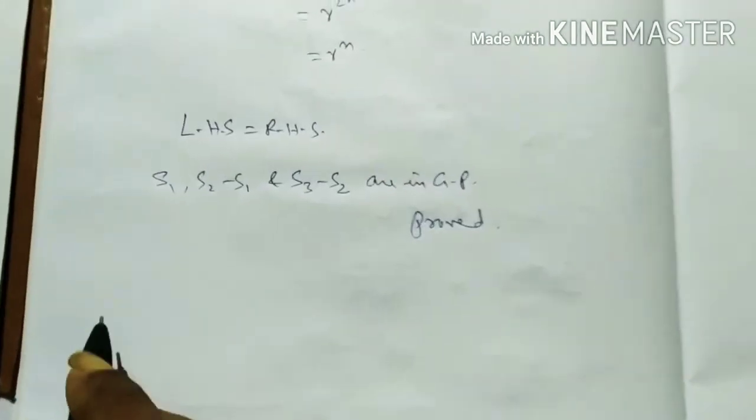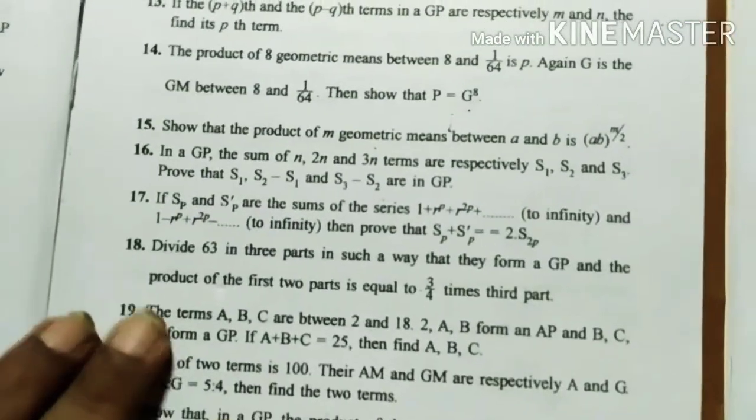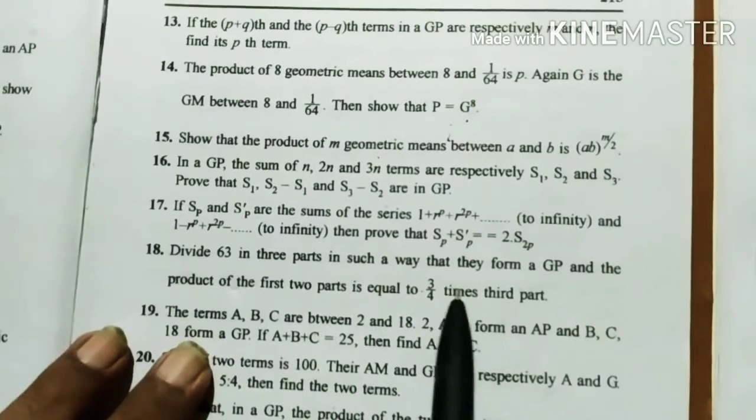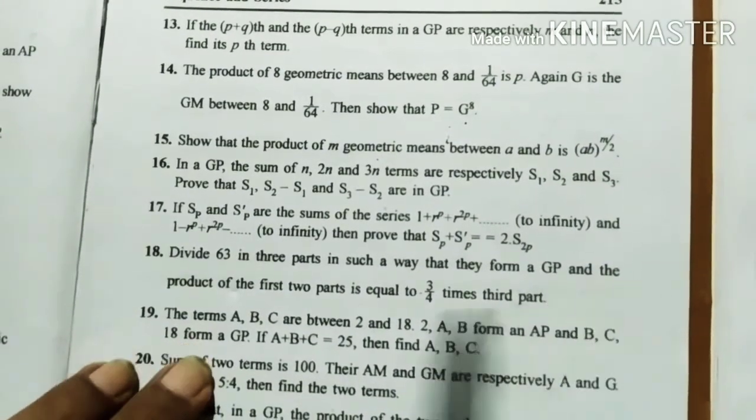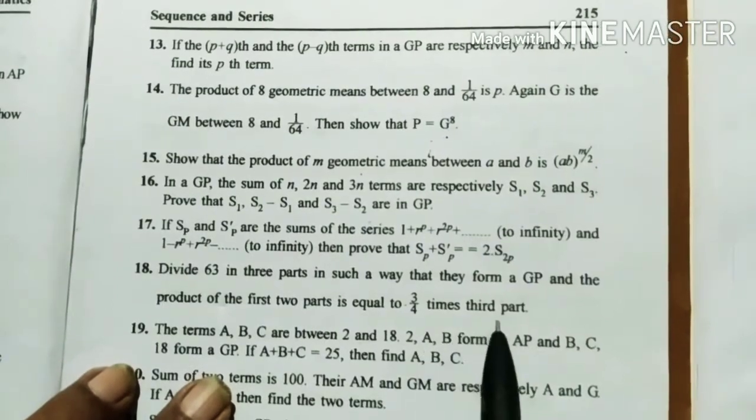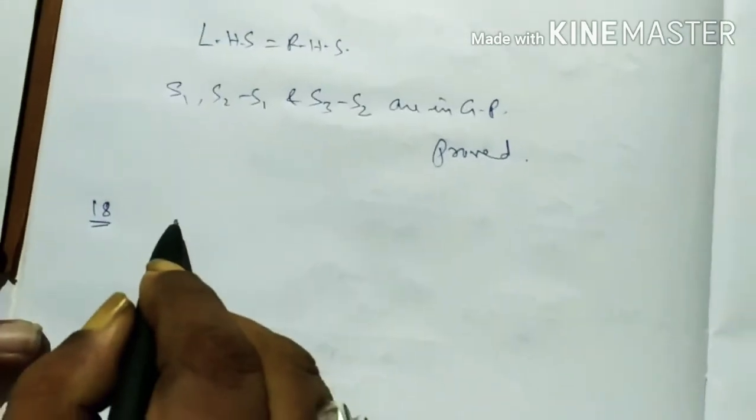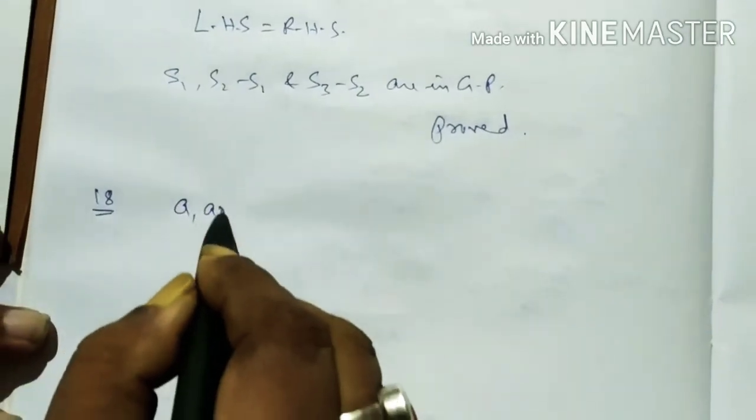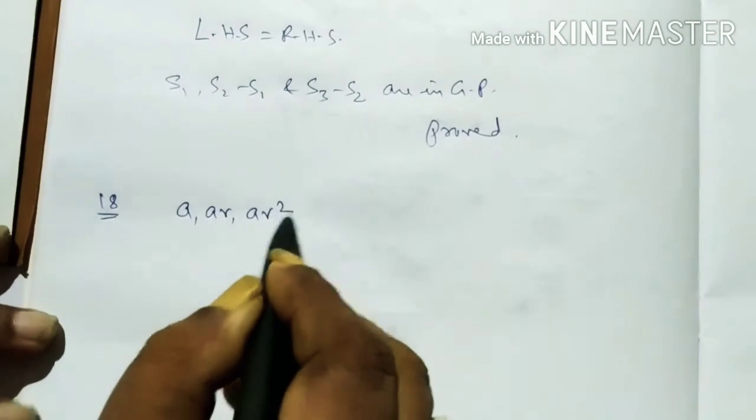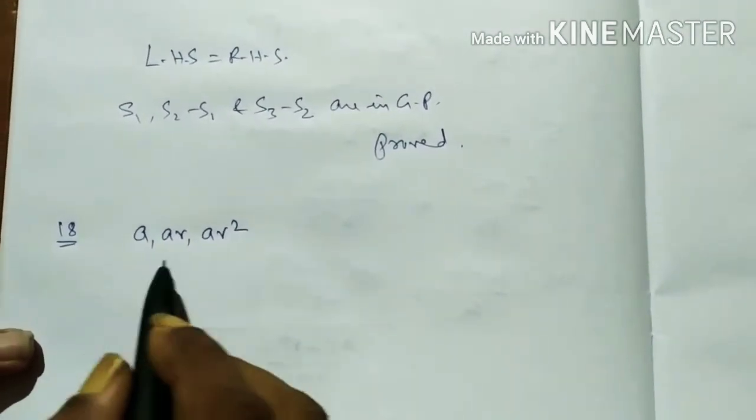Now again I am going to question number 18. Question number 18: divide 63 into 3 parts in such a way that they form a GP and the product of the first two is equal to 3 by 4 times the third part. That means divide 63 into 3 parts in GP. So let us take a, ar and ar square. We have divided 63 into 3 parts and that means this.